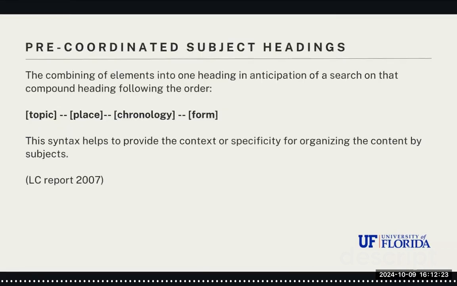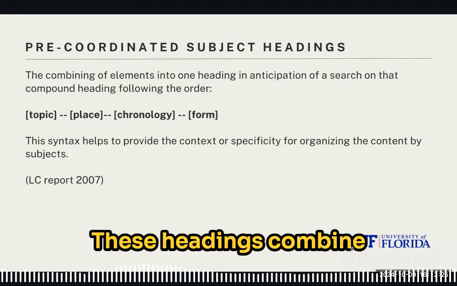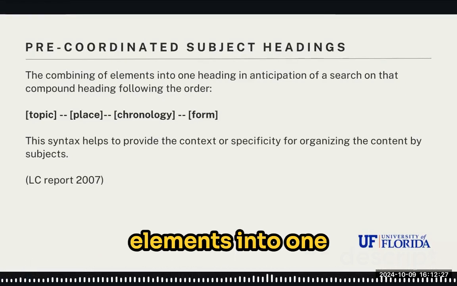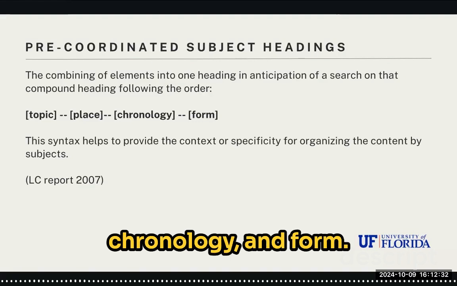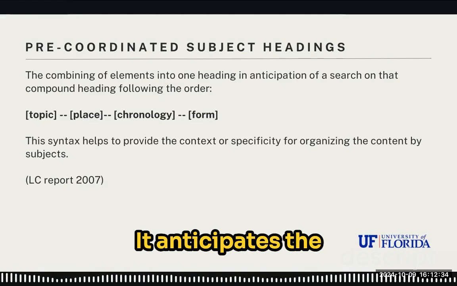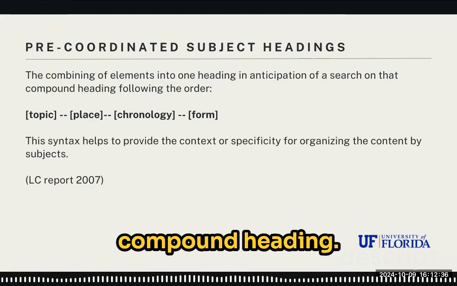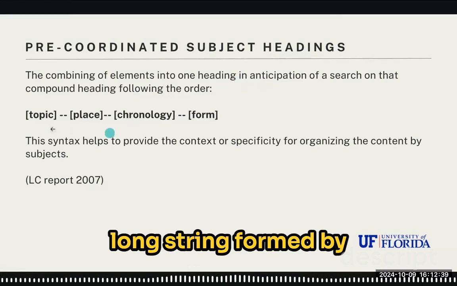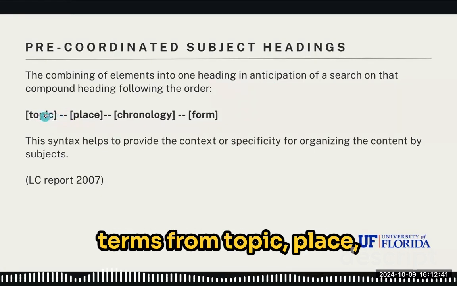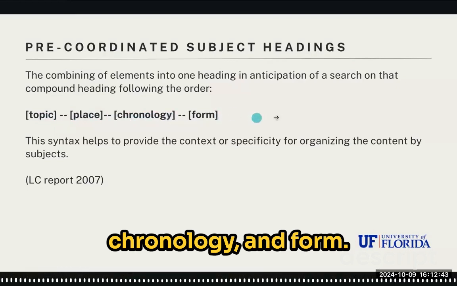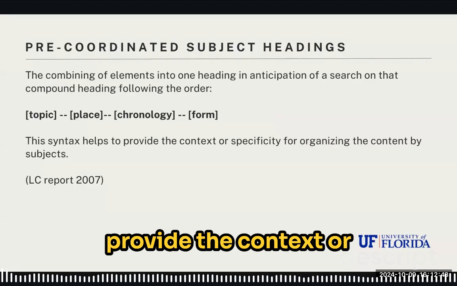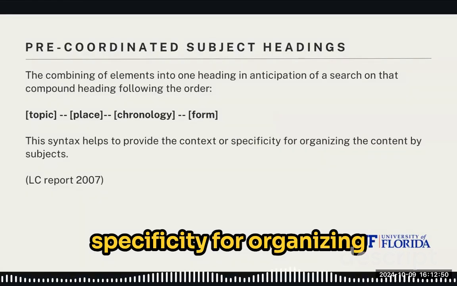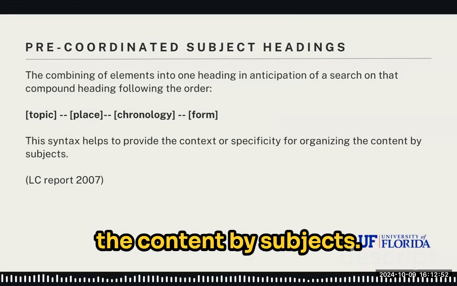Pre-coordinated subject headings. These headings combine elements into one heading following the order of topic, place, chronology, and form. It anticipates the search on the compound heading, which means it's a long string formed by terms from topic, place, chronology, and form. This syntax helps to provide the context or specificity for organizing the content by subjects.